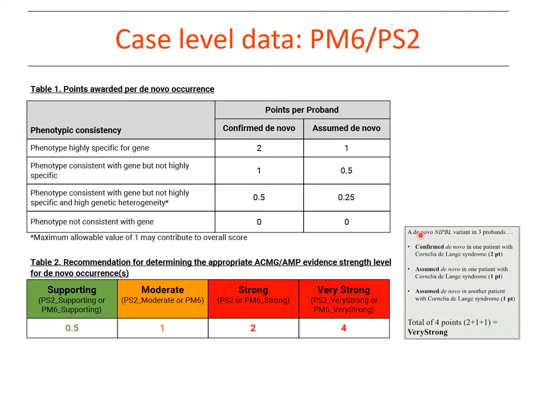And here we have the example for a de novo variant you find in the NIPBL gene in 3 probands. Let's say this is the one you have in your lab. You made a trio exome, you may have confirmed de novo in 1 patient, then you have 2 points. And then you have in ClinVar and in the literature 2 citations. They say we found the variant, but it's not confirmed. So you have 1 point here, 1 point here. You would sum up to 4 points, which would then be very strong, PS2 very strong. So this is how it would be used.